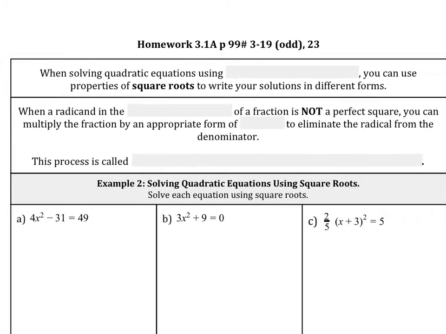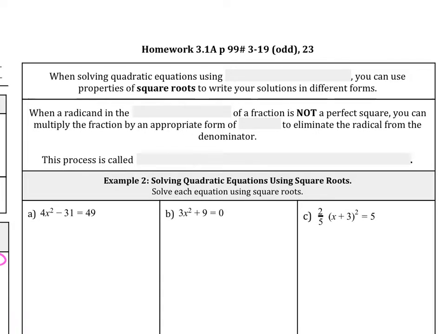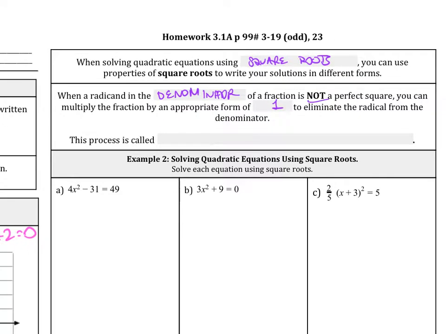When solving quadratic equations using square roots, you can use properties of square roots to write your solutions in different forms. When a radicand in the denominator of a fraction is not a perfect square, you can multiply the fraction by an appropriate form of 1 to eliminate the radical from the denominator. This process is called rationalizing the denominator.